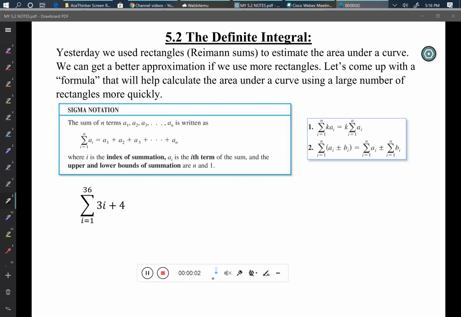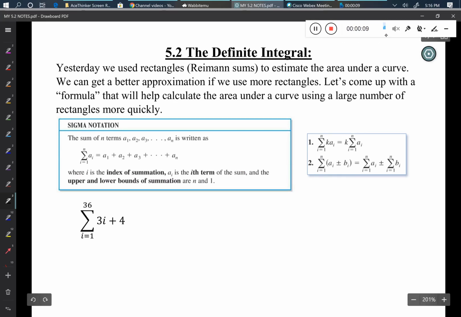Okay, everybody, here we are. We are taking a look at, now what section are we in? This is 5.2, the definite integral. Section 5.2, the definite integral.